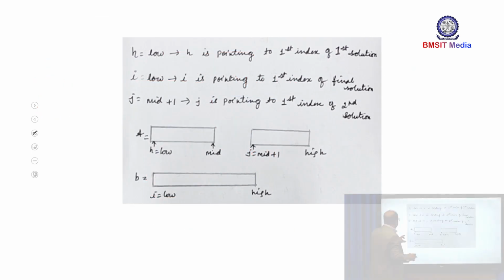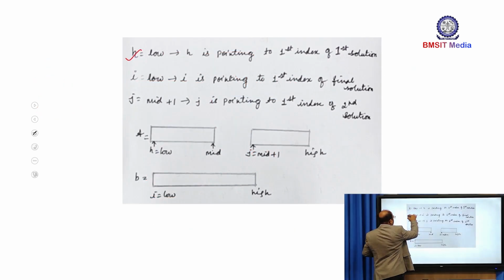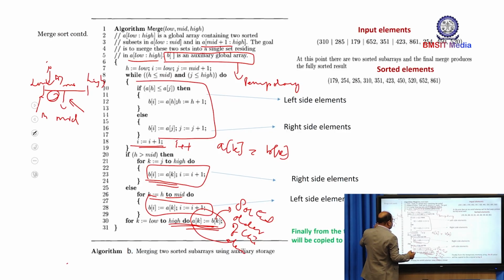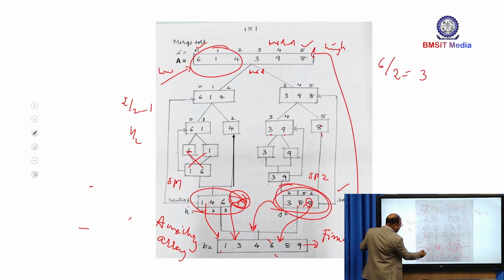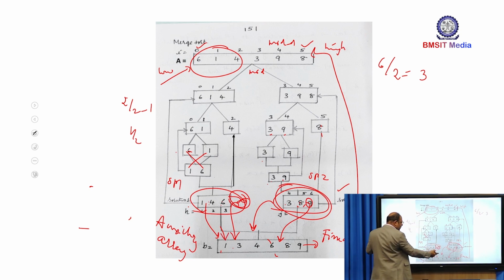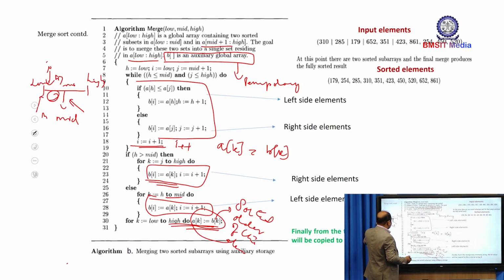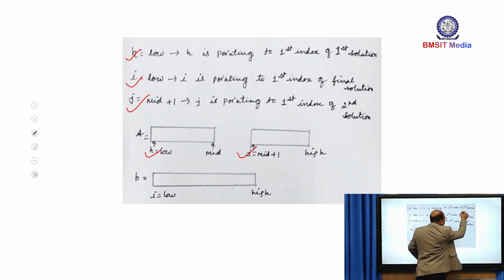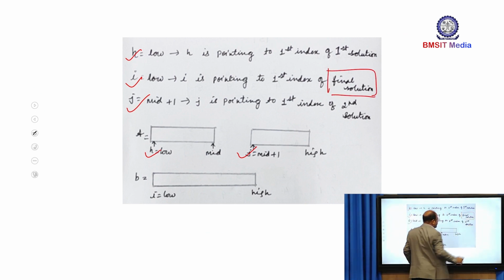Now what are the positions we have considered? H, I, J and A of low and mid plus j, etc. It all belongs to this particular example. You can see here, H is pointing to the first index of solution 1, J is pointing to the first index of solution 2, and I is pointing to the first index of the final solution. That's what is written here.